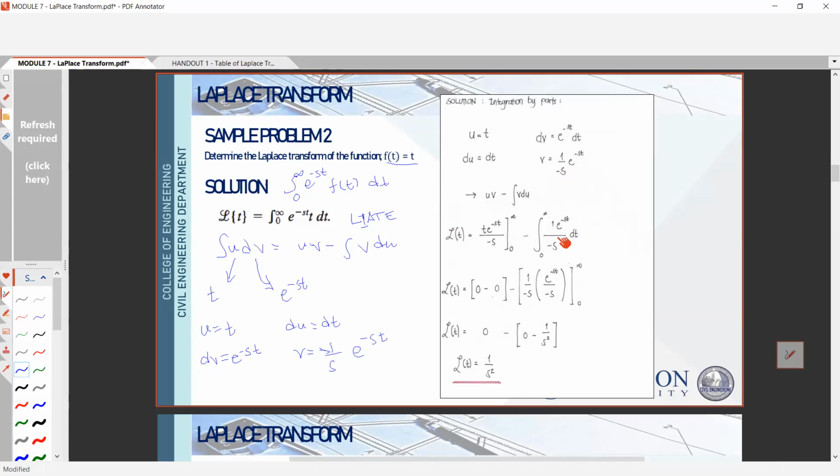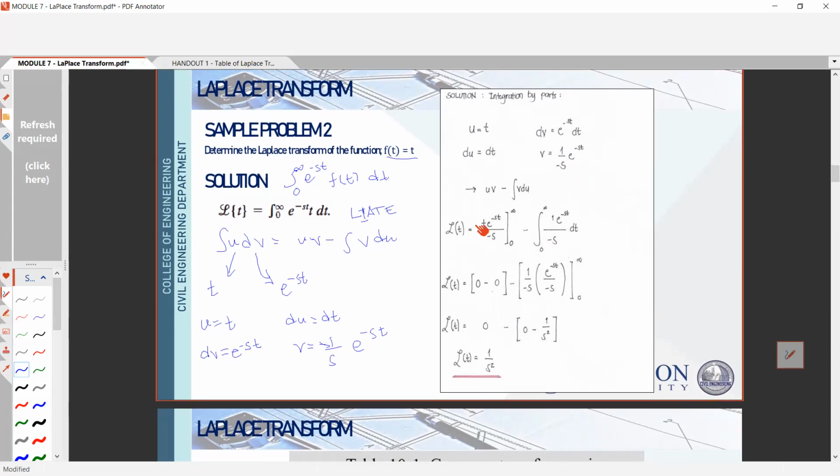If you want more integration by parts, you can try DI method. If you check integration by parts using DI method, mas madali yung pag-solve for the integration by parts. So ito, evaluate na natin siya sa upper and lower limit, so from 0 to infinity. So this one muna.